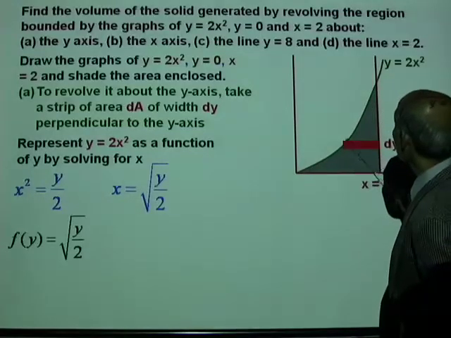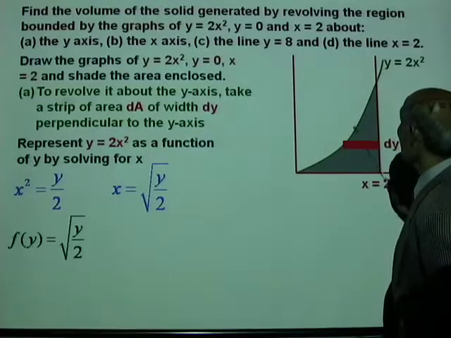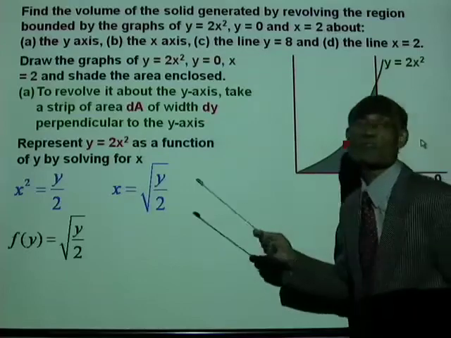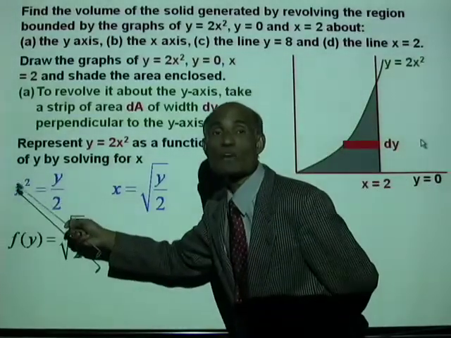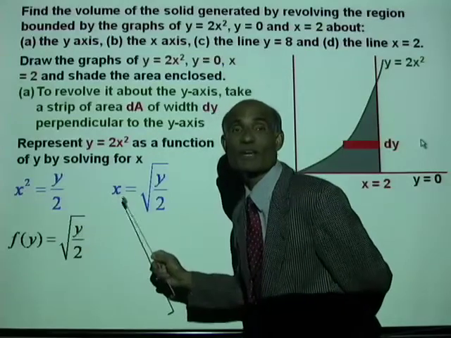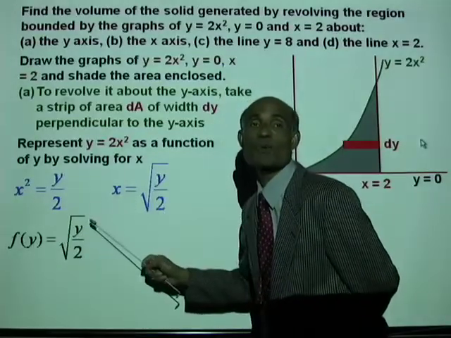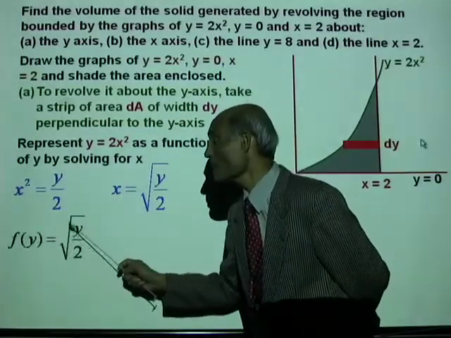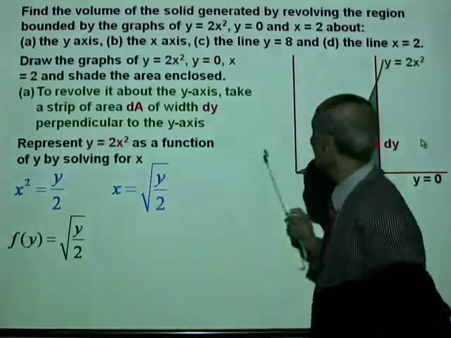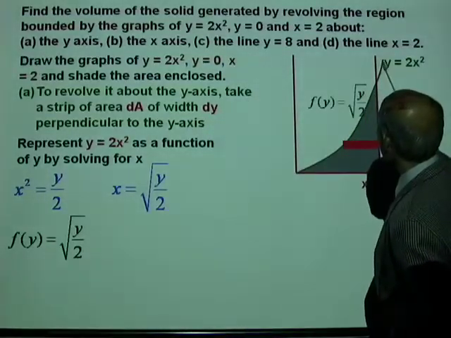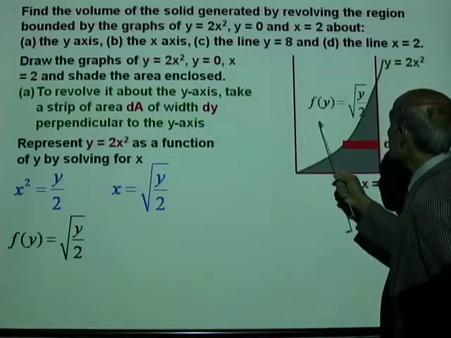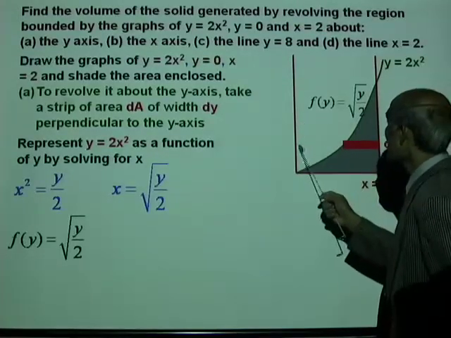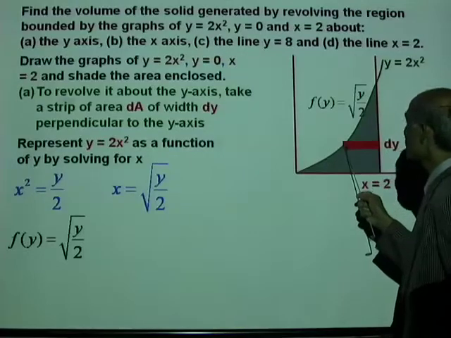You can see this is the graph of y equal to 2x squared. Express that as a function of y by solving from that equation for x. You get x equal to square root y over 2, or f of y equal to square root y over 2. That is this function graph. That means this distance equal to f of y. So this distance equal to f of y.